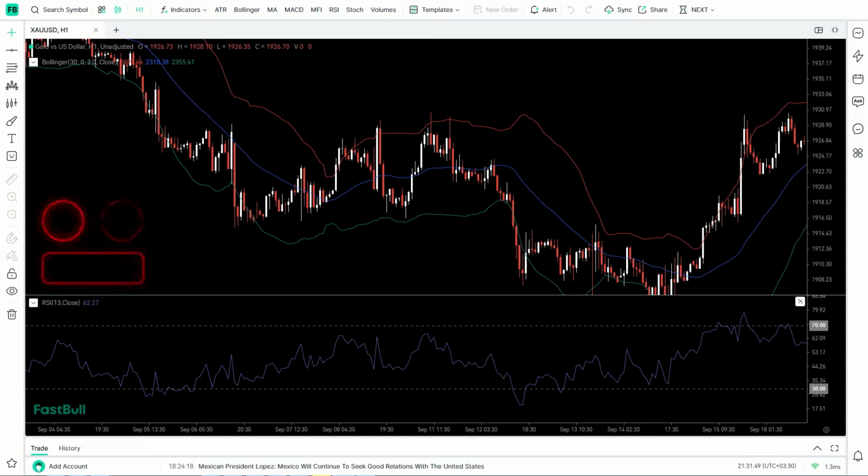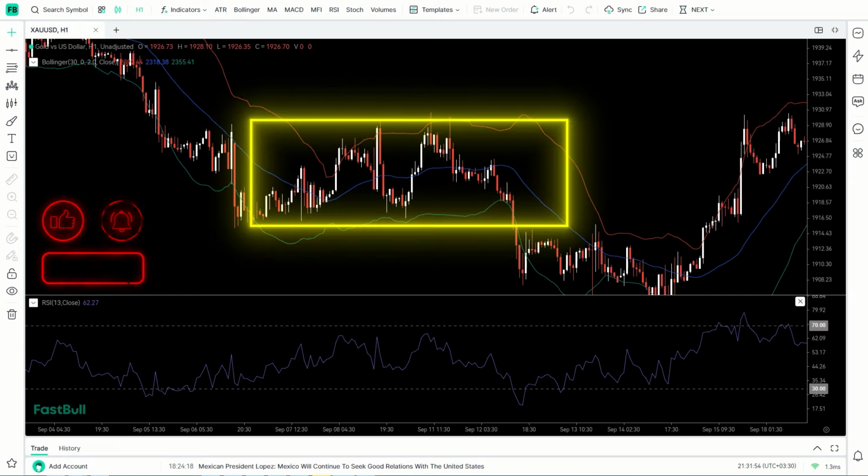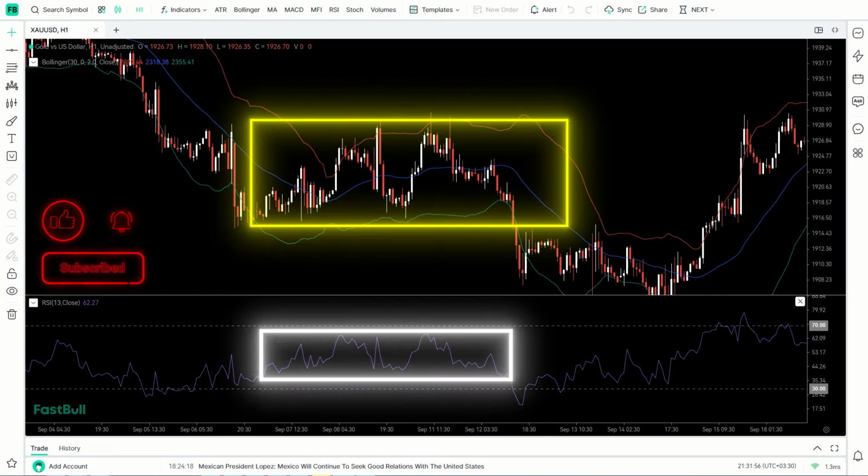Observe how narrow the Bollinger Bands are in this situation. The bands are closely packed, indicating minimal price movement and a sideways market. Additionally, the RSI remains stable within a narrow range, not reaching the critical levels we discussed earlier. This pattern is a major warning sign.